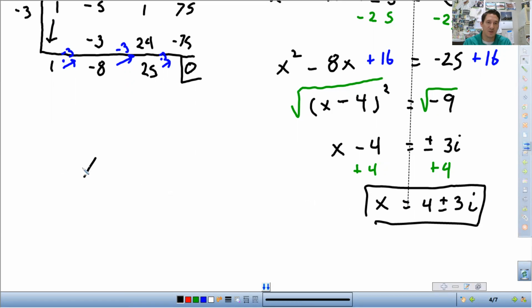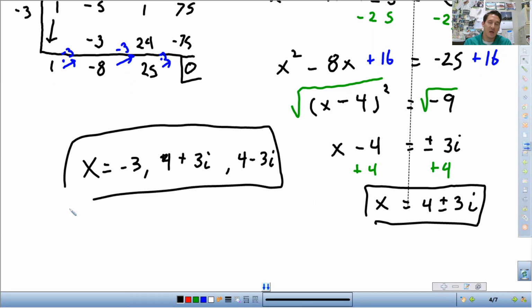So our 3 solutions: x can be negative 3, that was given to us, 4 plus 3i, or 4 minus 3i. So we have those 3 solutions. So just like yesterday, you're going to check to see if things factor, or actually they're not going to factor today. So check your solutions, and then whatever is left after you do the synthetic division, you're going to use completing the square or the quadratic formula. Let's do another example here.